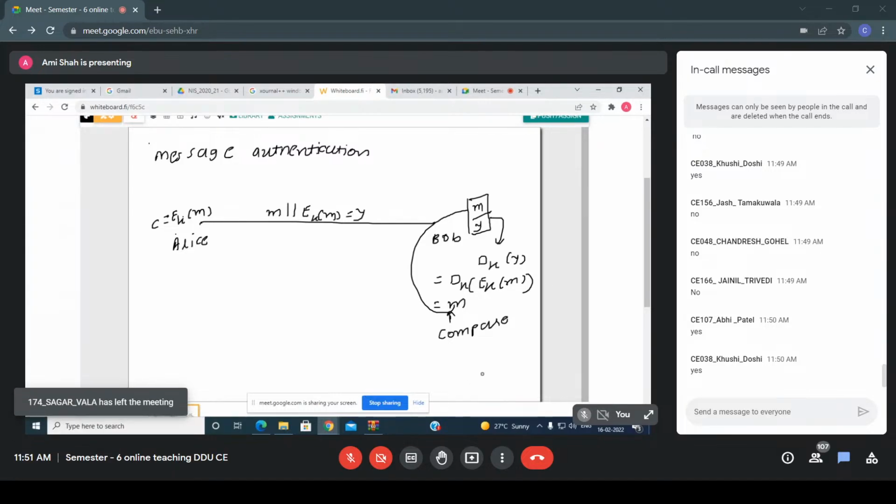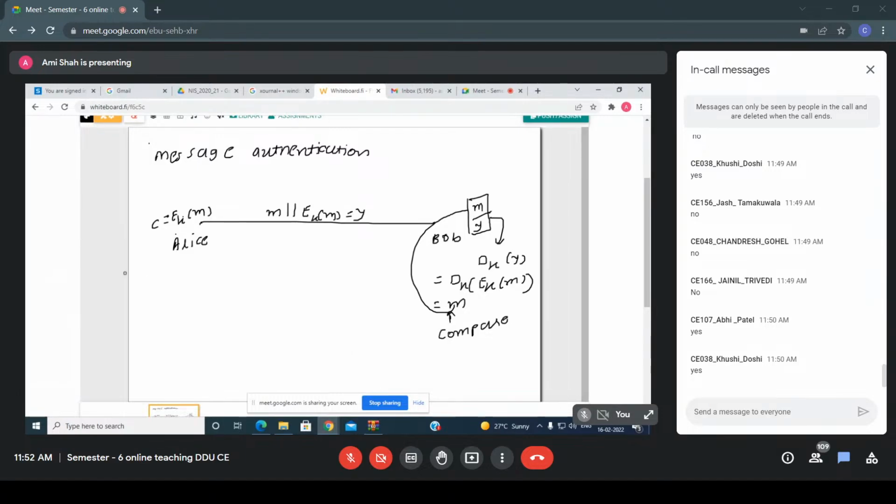So now what happened, everyone? Suppose the same scenario: Alice wants to send a message to Bob. Now how can Bob ensure that the message is coming from Alice? This is known as message authentication. For that, these steps are performed.